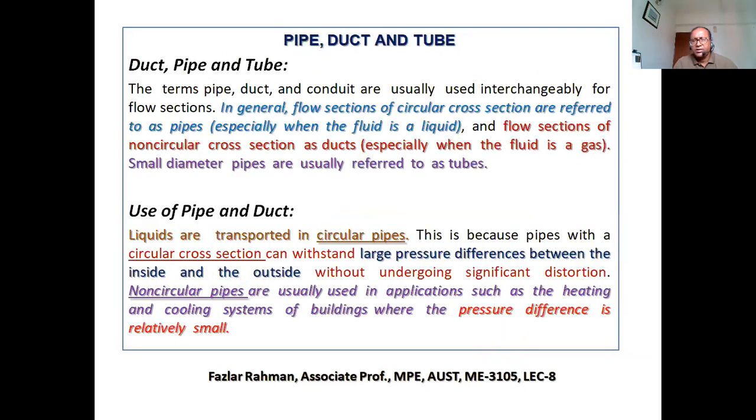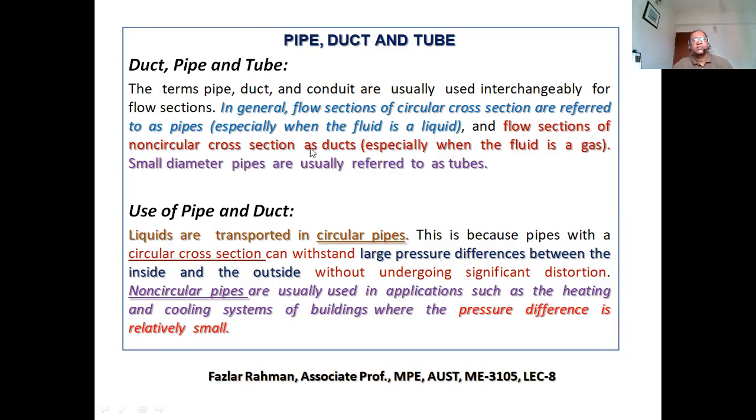Now, a lot of times, when you go for a job interview, or even when you call a mechanic to fix your air conditioning or refrigerator, sometimes they say, I need a tube. Okay, you need a pipe. So what is the difference between duct, pipe, and tube? Both terms actually mean the same thing. They carry the fluid. The only difference is in the cross section. Normally, in general, you have a circular cross section that carries fluid, liquid, and gases, high pressure gases.